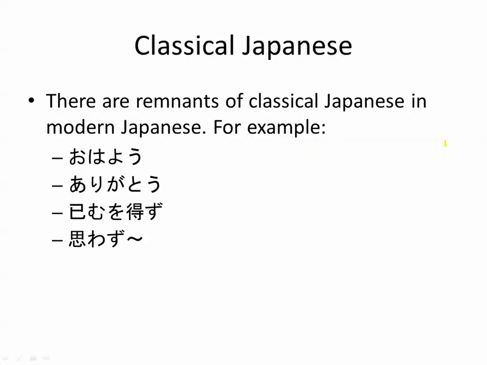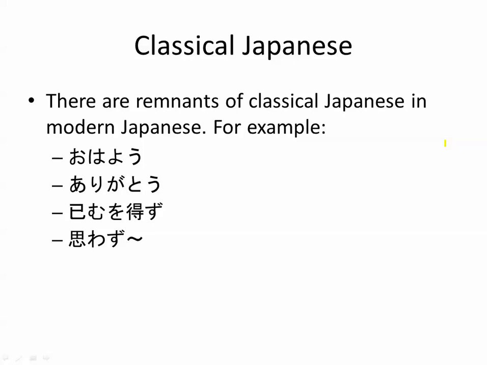There are, incidentally, remnants of classical Japanese in modern Japanese, and this is my effort to give you a little bit of a hook, maybe make you interested in someday studying classical Japanese. For example, you ever wonder why we say Ohayo? We don't say Hayai. We don't say Hayaku. We say Ohayo. That O and that same o in arigato, those are classical verbal endings or adjectival endings.